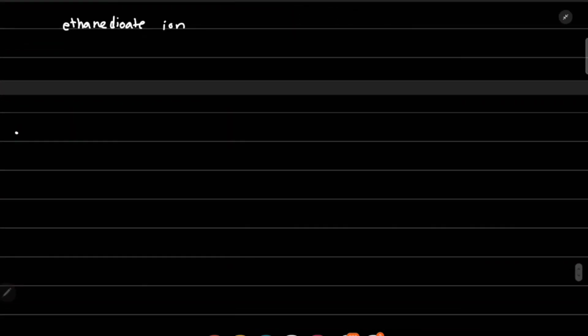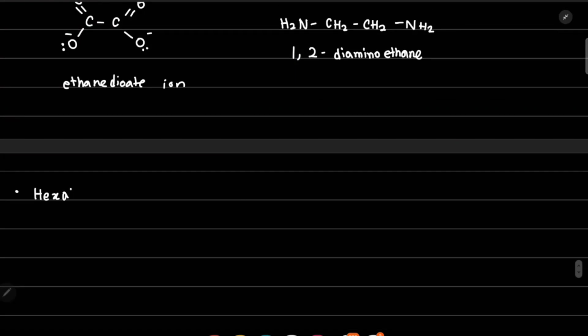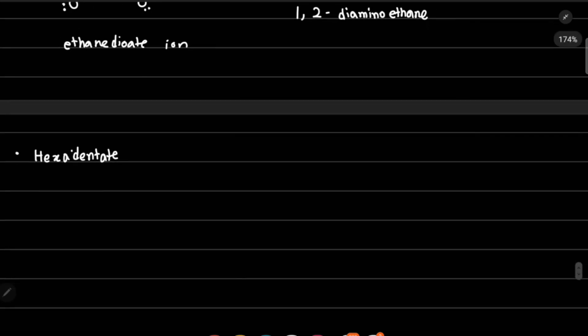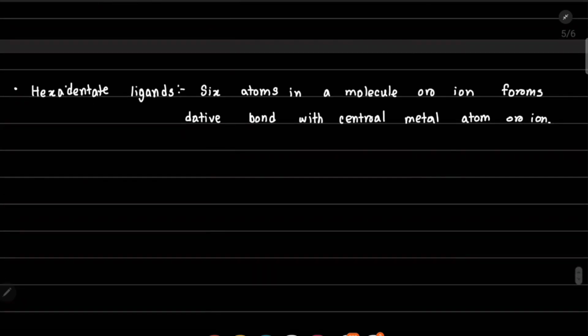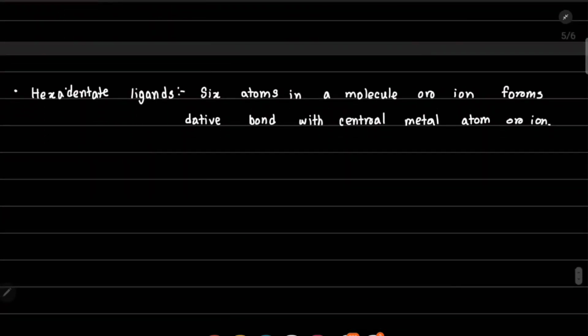Now for hexadentate ligands, instead of 1 or 2, we have 6 atoms which can form dative covalent bonds with the central metal ion. The only thing we need to form dative covalent bonds are lone pairs. So we need 6 lone pairs. The hexadentate ligand we'll learn about is ethylenediaminetetraacetate. It's basically a combination of the ethanedioate ion and the 1,2-diaminoethane.